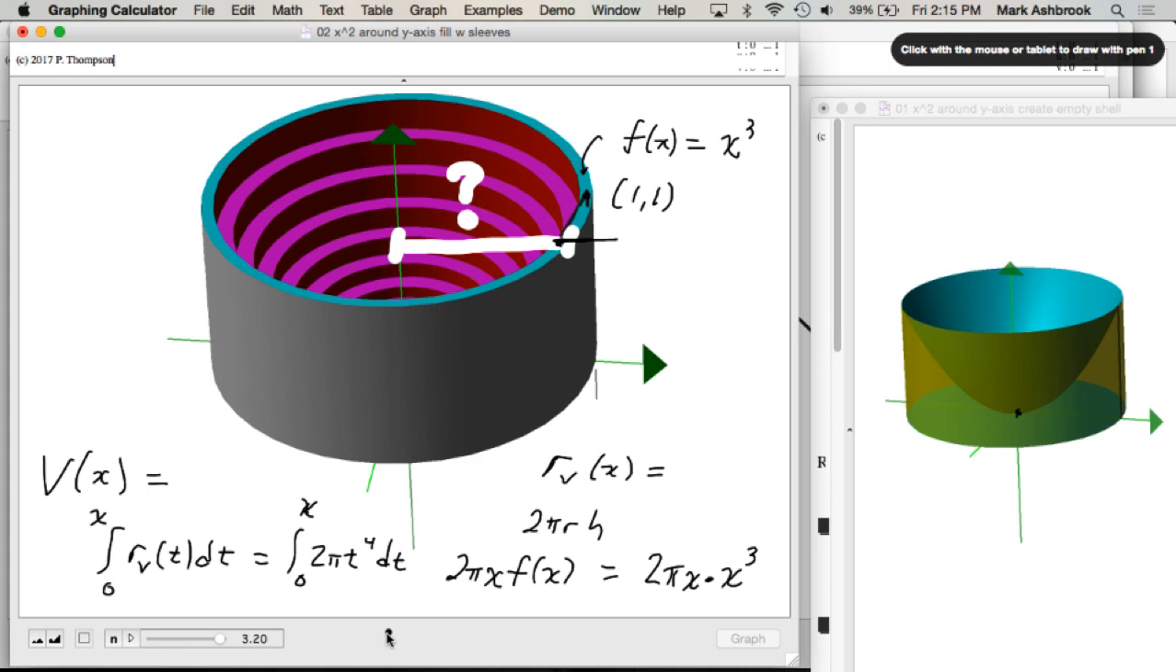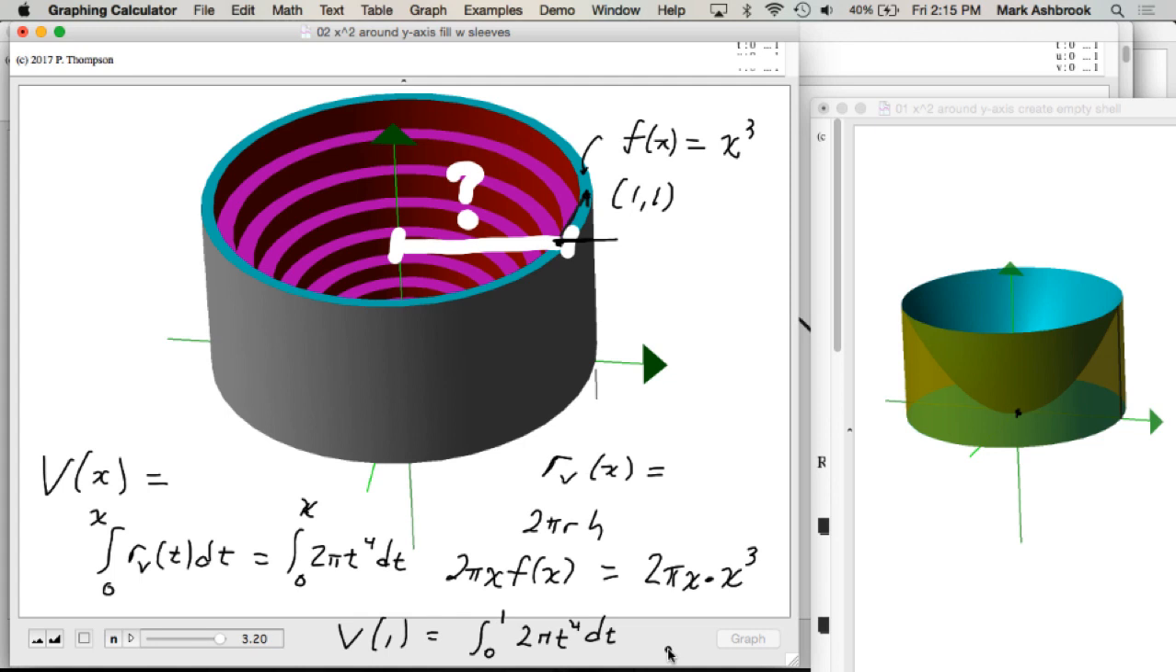He's offered up v of 1. Is v of 1 what I'm talking about? Yep, v of 1. And in the rule, that would be the integral from 0 to 1 of 2 pi t to the 4th dt. And that's a number, right? It's the accumulation of volume when the current value of x is 1. All right, so then we can have GC find out what that is for us.